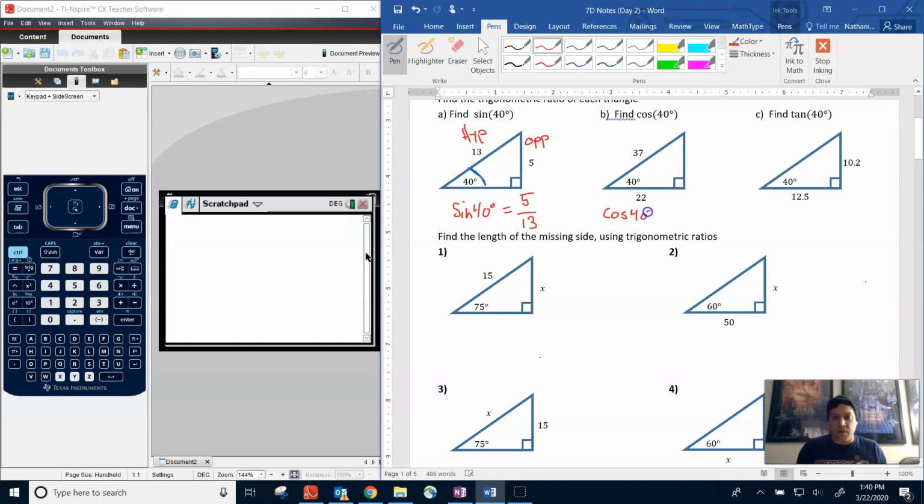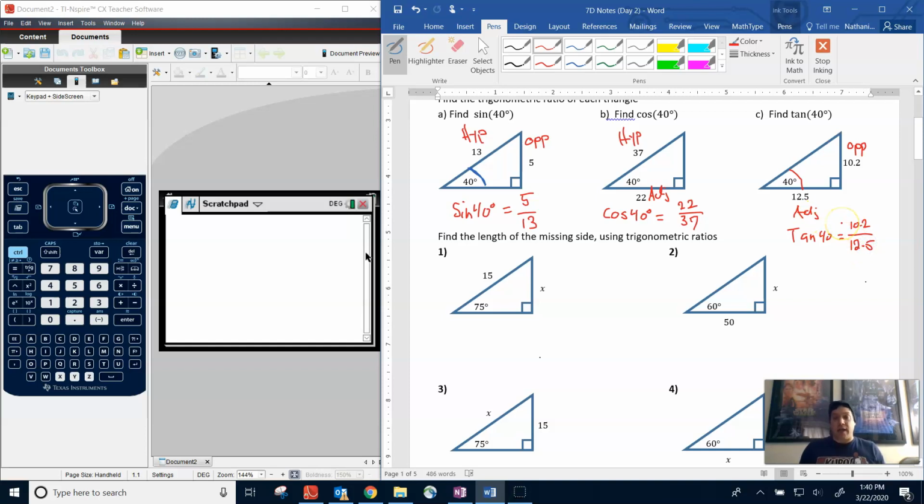So here it wants us to find cosine of 40 degrees. Well, remember, cosine is going to be your adjacent and your hypotenuse. So this would equal 22 over 37. Not hard. Here it wants us to find tangent of 40. So this would be your opposite, this would be your adjacent. So your tangent of 40 degrees would be the opposite, which is 10.2 over 12.5.